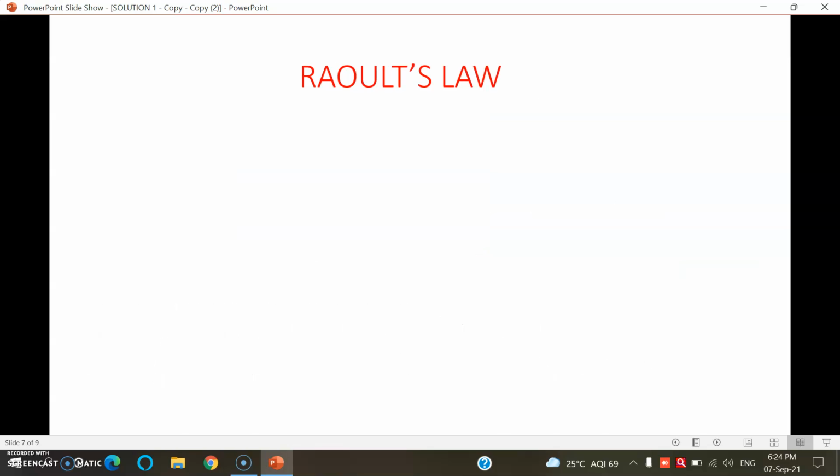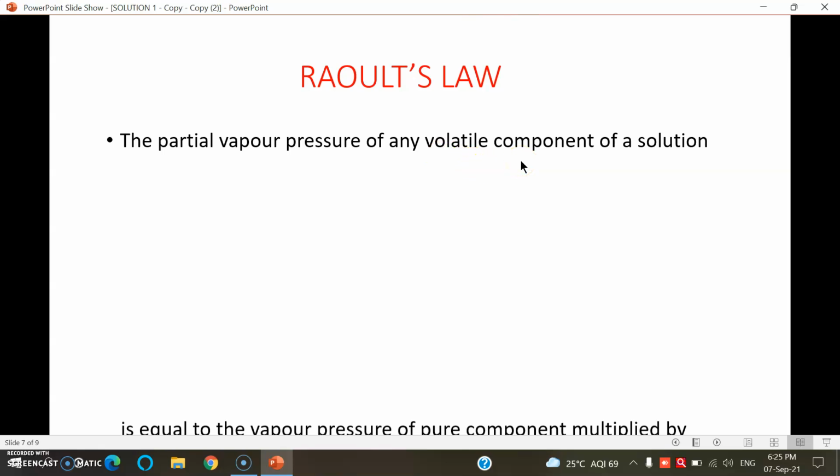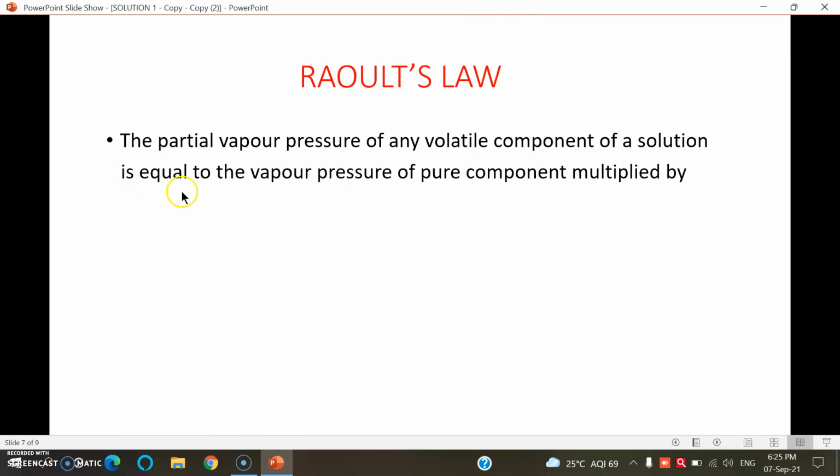Raoult's law, let's see it. It states that the partial vapor pressure of any volatile component of a solution is equal to the vapor pressure of the pure component multiplied by its mole fraction in solution.